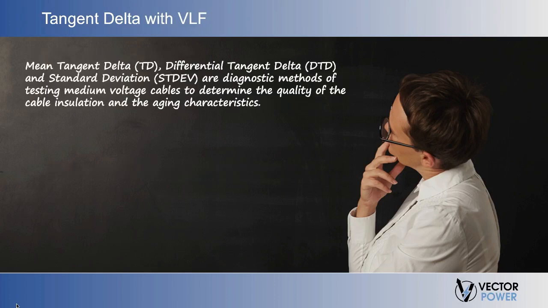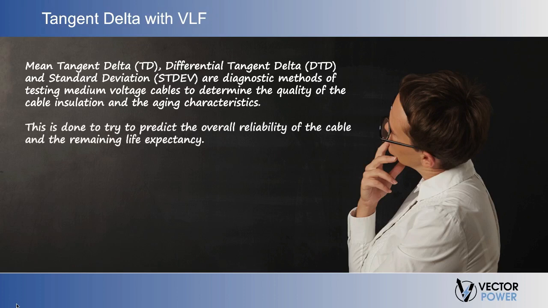Now, mean tan delta, differential tan delta, and standard deviation are all diagnostic methods of testing medium voltage cables to determine the quality of the cable insulation and the aging characteristics. Now, this is done to try to predict the overall reliability of the cable and the remaining life expectancy, and when we should be budgeting for cable replacements.